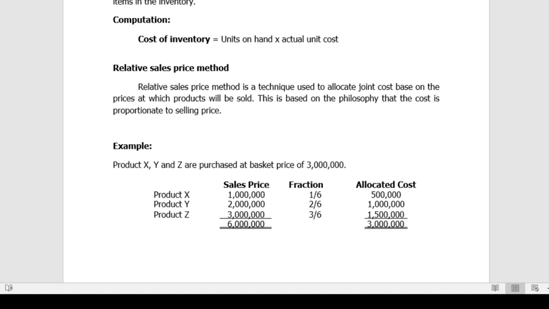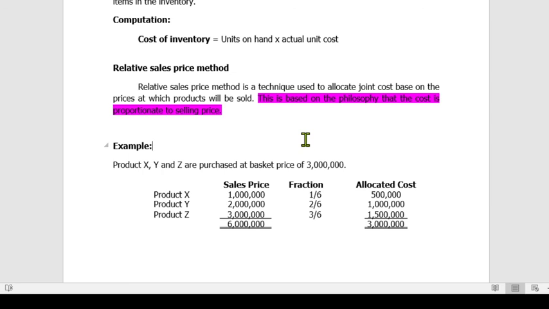Okay, next. The relative sales price method is a technique used to allocate joint costs based on the prices at which products will be sold. This is based on the philosophy that the cost is proportionate to the selling price. Okay, let's look at the example. Product XYZ are purchased at basket price of 3 million. Kung binili yan at basket price, ang sabi, for you to be able to allocate this, look at the sales price under the relative sales price method.